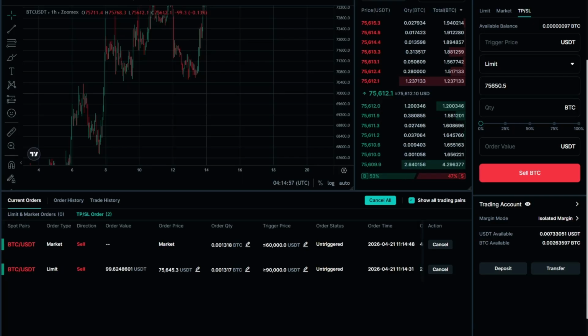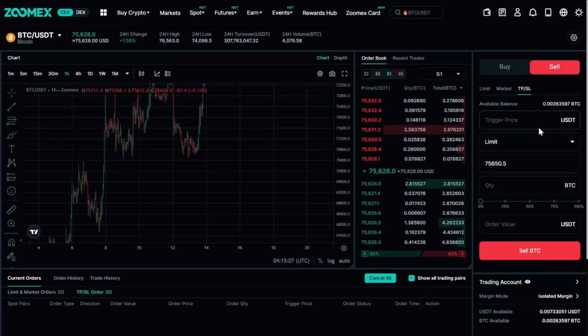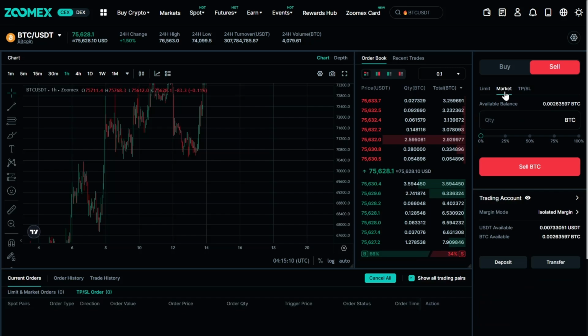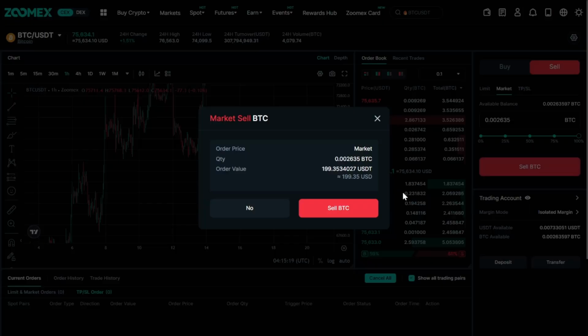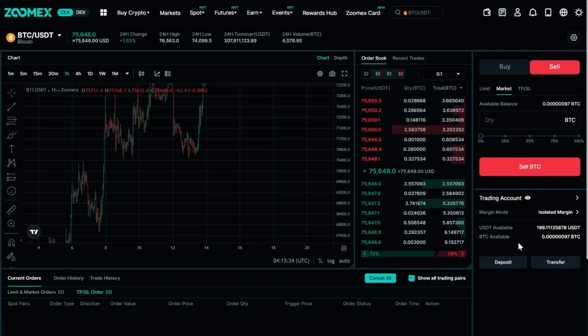To cancel these orders and sell our spot position, we would just click cancel all. And then we would head up to market, make sure we're on sell our full position, make sure we get to 100, and click sell BTC. We can see we lost about 90 cents on that trade. That mainly had to do with trading fees. That wraps up our spot trading tutorial on the Zoomex exchange.